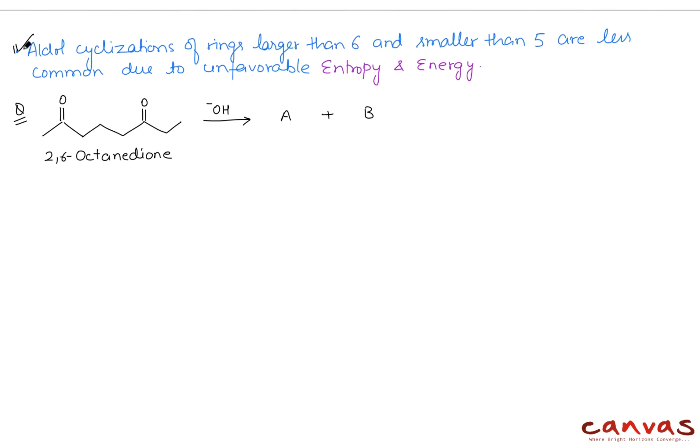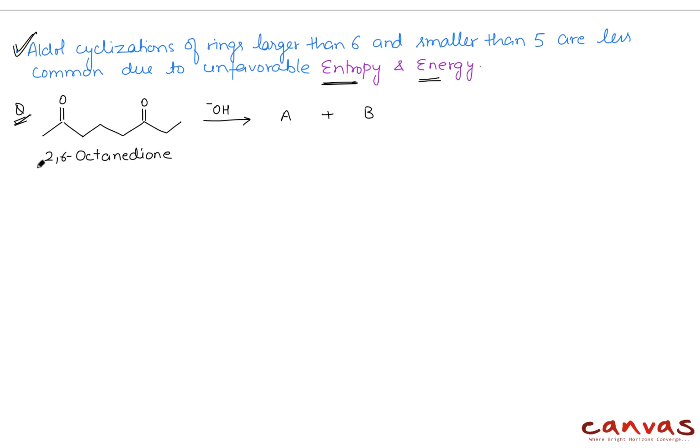Now why are these 5- or 6-membered rings more stable? Because of unfavorable entropy and energy of larger and smaller rings. If you have a ring larger than 6 carbons or smaller than 5 carbons, then they have unfavorable entropy and energy factors. That is why thermodynamic constraints do not permit us to make those as the major product.